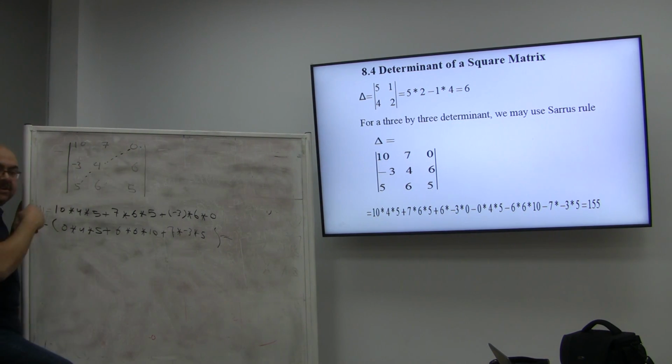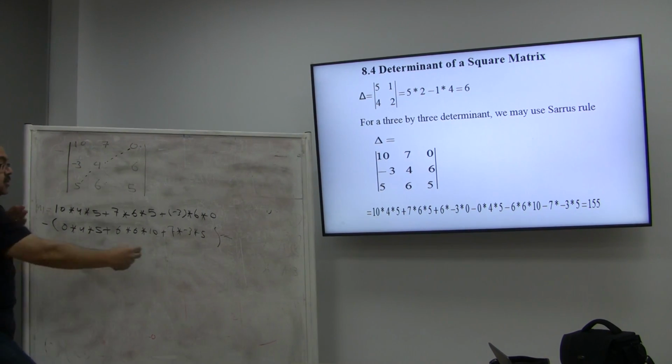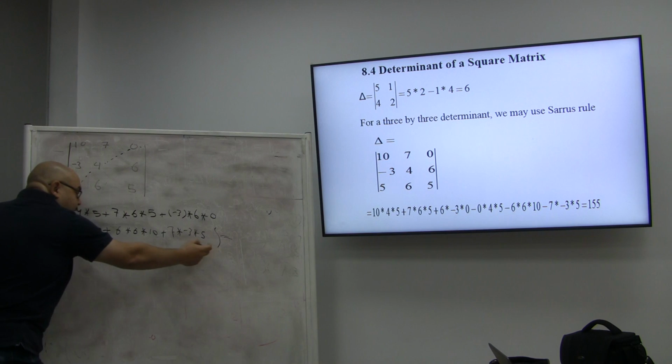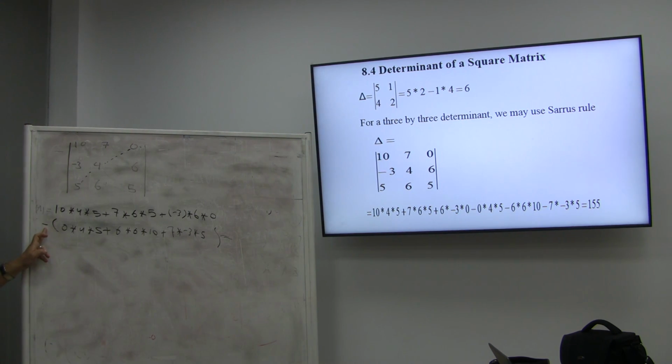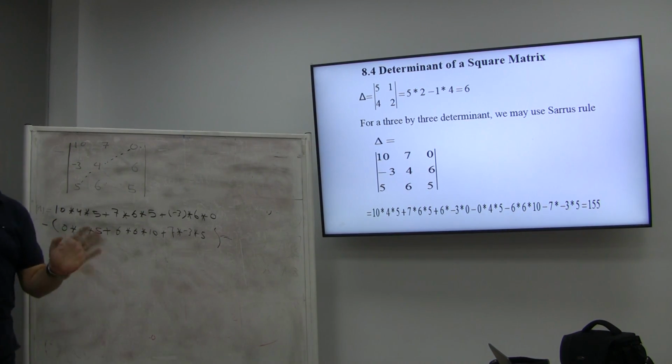I go for the secondary diagonal. Okay? So actually these 3 values they have already minus sign. نيجاتيف سايد في الأول. نيجاتيف في الأول. فيا إما تخلي نيجاتيف الأول يا إما تقولي minus 0 times 4 times 5 minus 6 times 6 times 8 minus 7 times negative 3 times 5. It's really up to you.